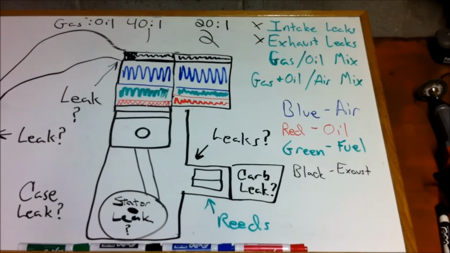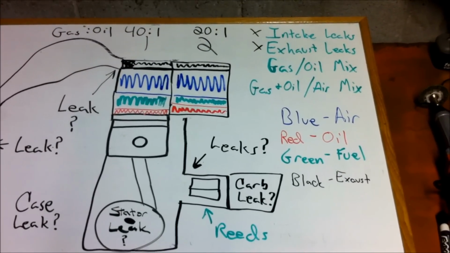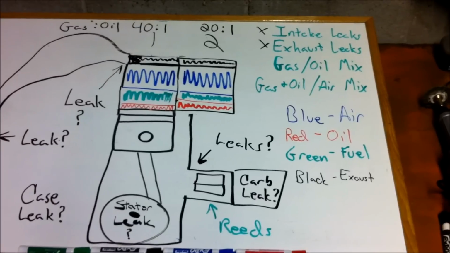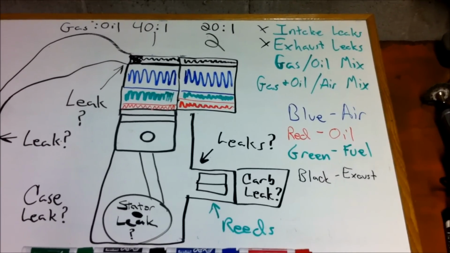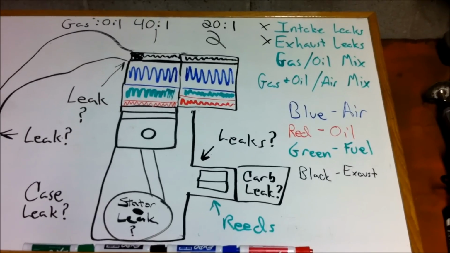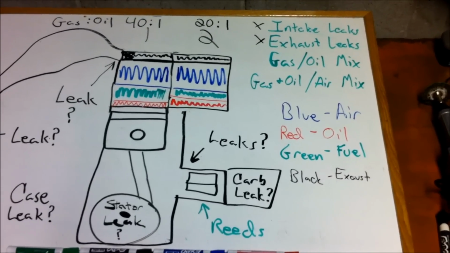Blue is going to represent air, red is going to represent oil, green is going to represent fuel, and black is going to represent exhaust. Since we're dealing with gas-oil ratio, we're only going to change the gas and oil. The amount of exhaust that comes back into the cylinder is going to remain the same, and the amount of air that goes into the cylinder is going to remain the same. The only thing that changes is the gas and oil.